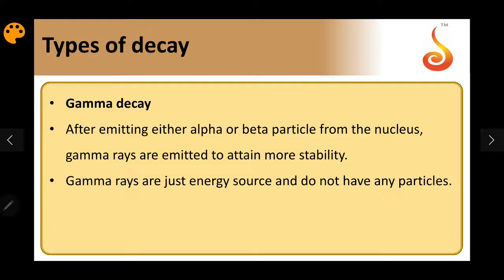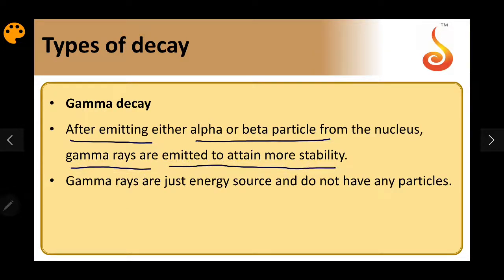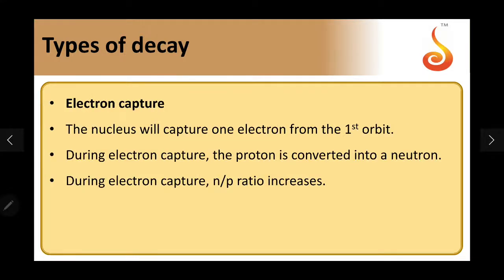Gamma decay. After emitting alpha or beta particles from the nucleus, there will be instability in the nucleus. This is always accompanied by the emission of gamma rays. Gamma rays are nothing but a source of energy. The nucleus is losing energy and there is no particle involved in it, so there is no change in atomic number or mass number. So gamma radiations are always accompanied along with alpha and beta radiations.